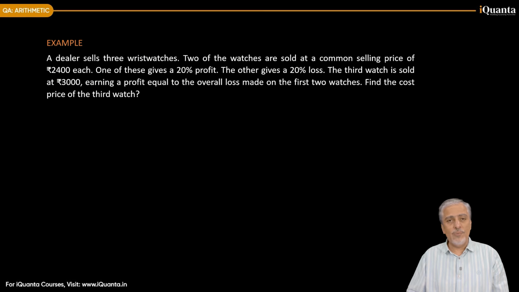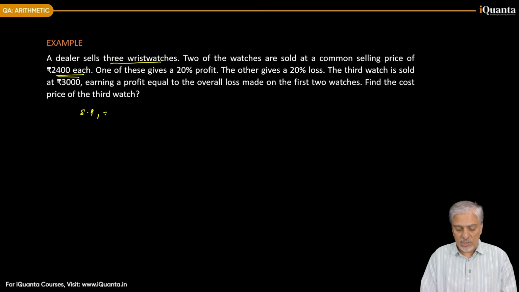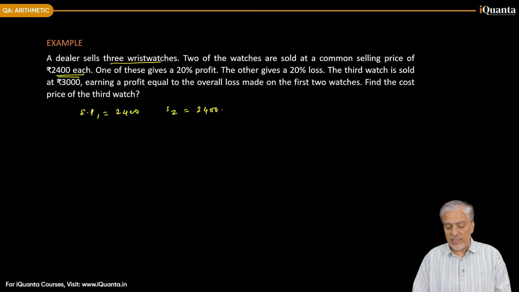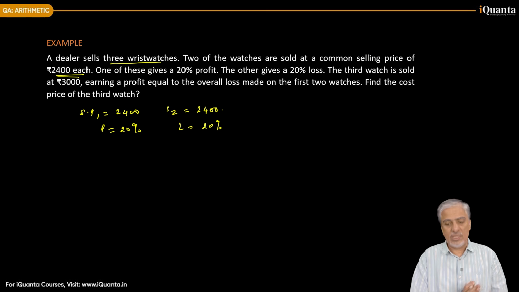Can we now look at one more question with a little bit extra step in it? Not too much, but one more extra step. A dealer sells 3 wristwatches. 2 of the watches are sold at a common selling price of 2,400 each. That means selling price of 1 is 2,400. Selling price of 2 is also 2,400. One of these gives a 20% profit, the other gives a 20% loss. So on one of them, there's a profit of 20%. And on the other, there's a loss of 20%. So the concept is same as what we just learned.